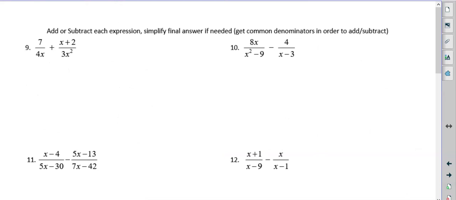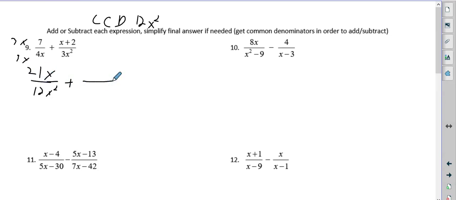All right, add or subtract. We need to find a common denominator. Okay? So our LCD for this one, for 4 and 3 is going to be 12, and for x and x squared is going to be x squared. So I need to make this left one into 12x squared. How do I do that? I'm going to multiply by 3x, top and bottom. That will give me 12x squared on the bottom, which is what I need. And on the top, 7 times 3 is 21x.